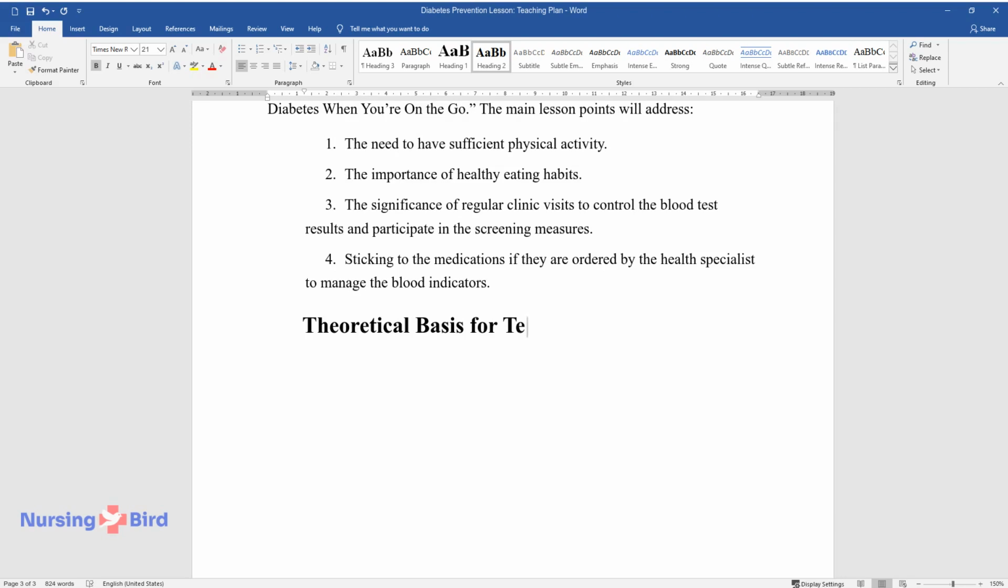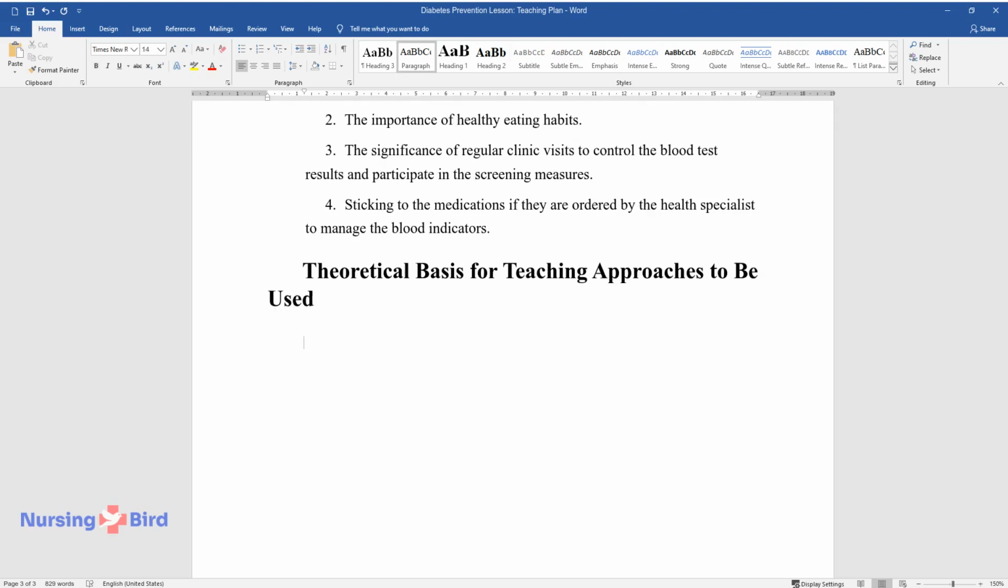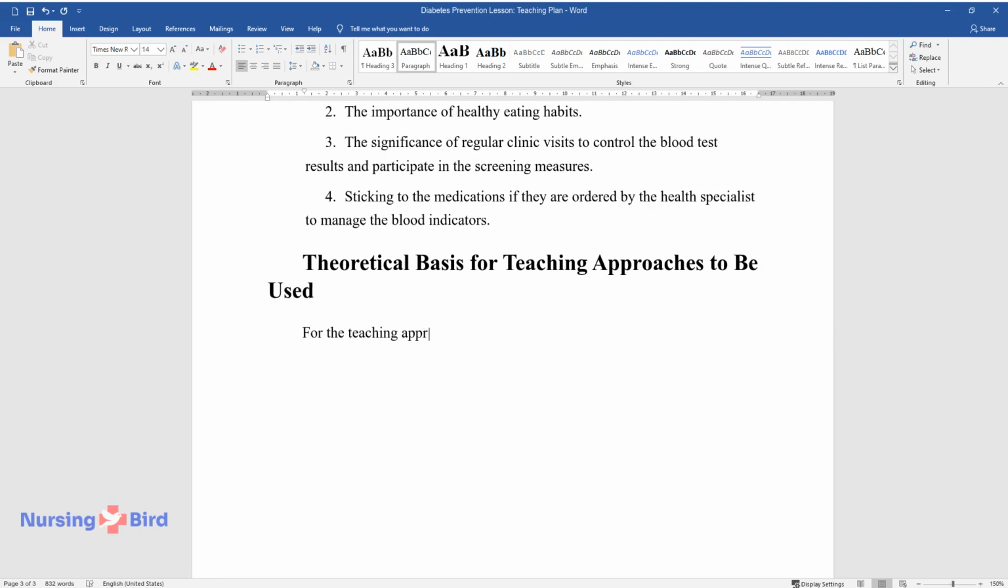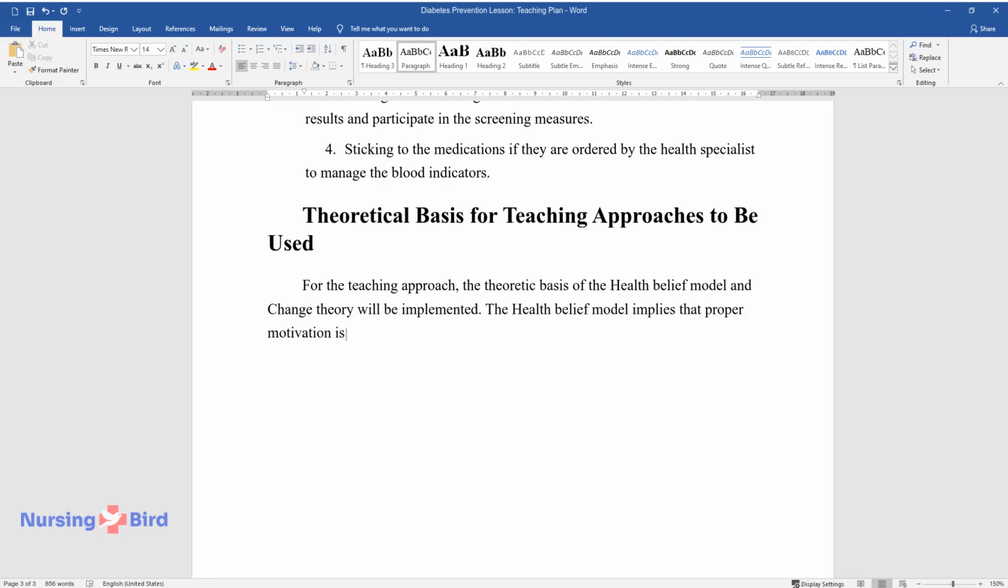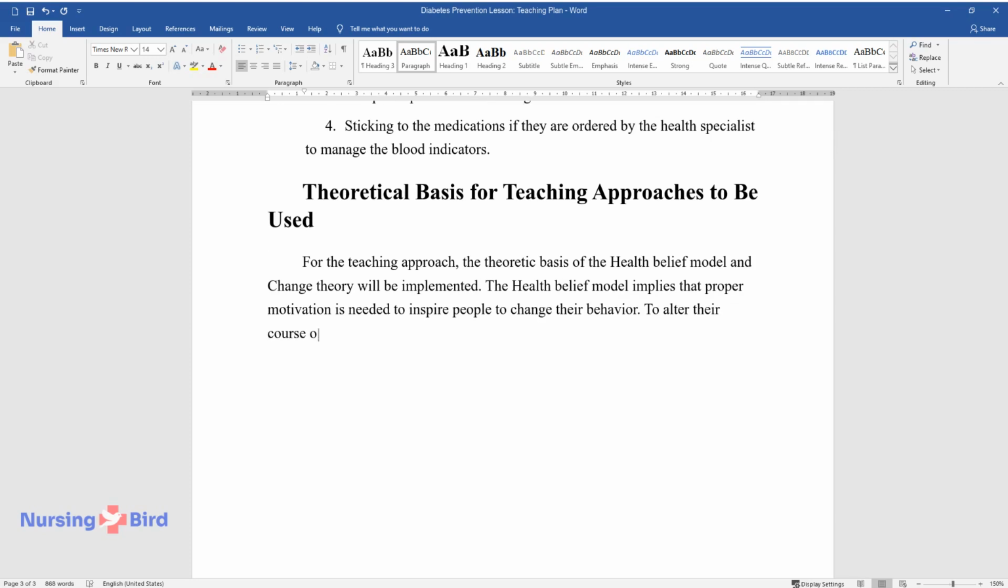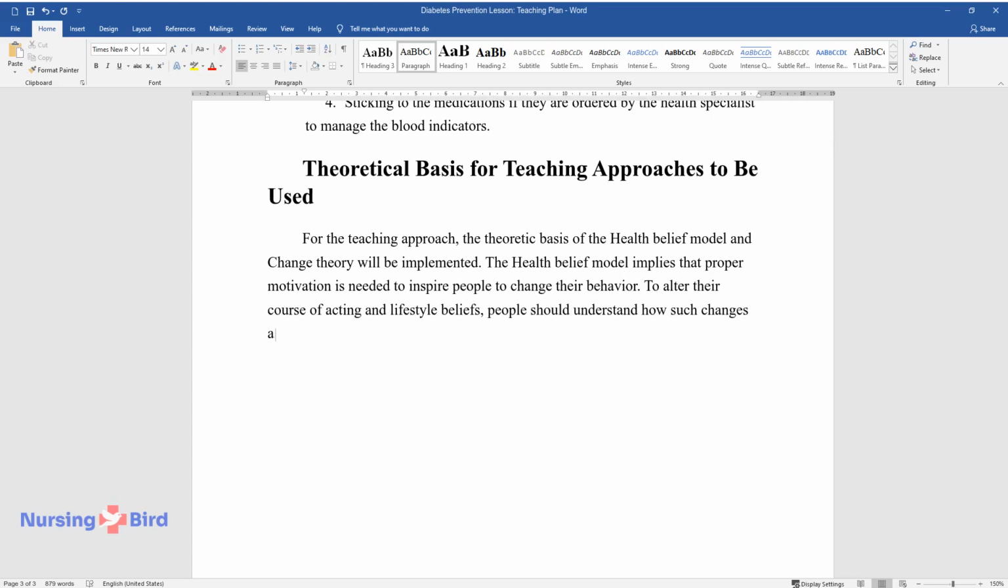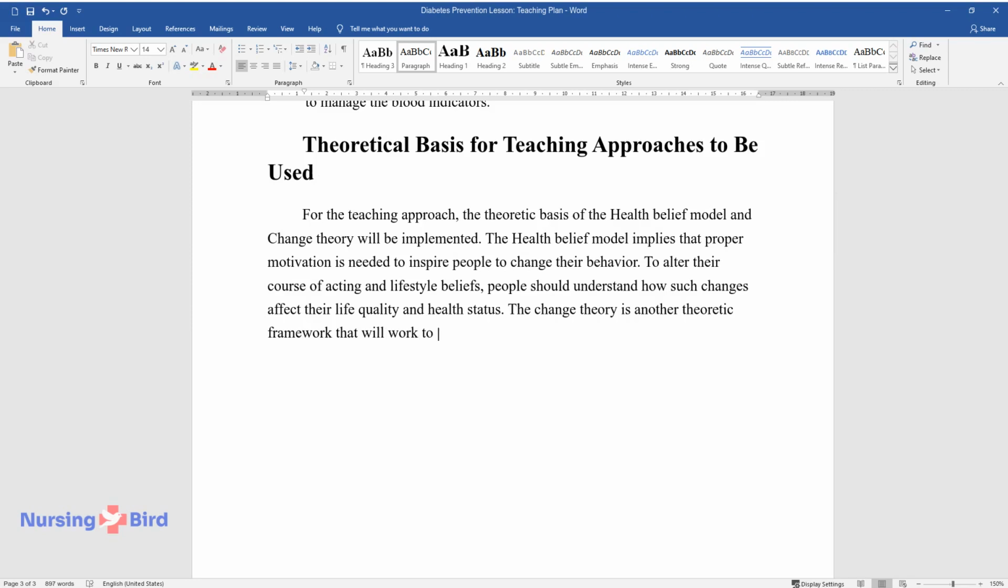Theoretical basis for teaching approaches to be used. For the teaching approach, the theoretic basis of the health belief model and change theory will be implemented. The health belief model implies that proper motivation is needed to inspire people to change their behavior. To alter their course of acting and lifestyle beliefs, people should understand how such changes affect their life quality and health status.